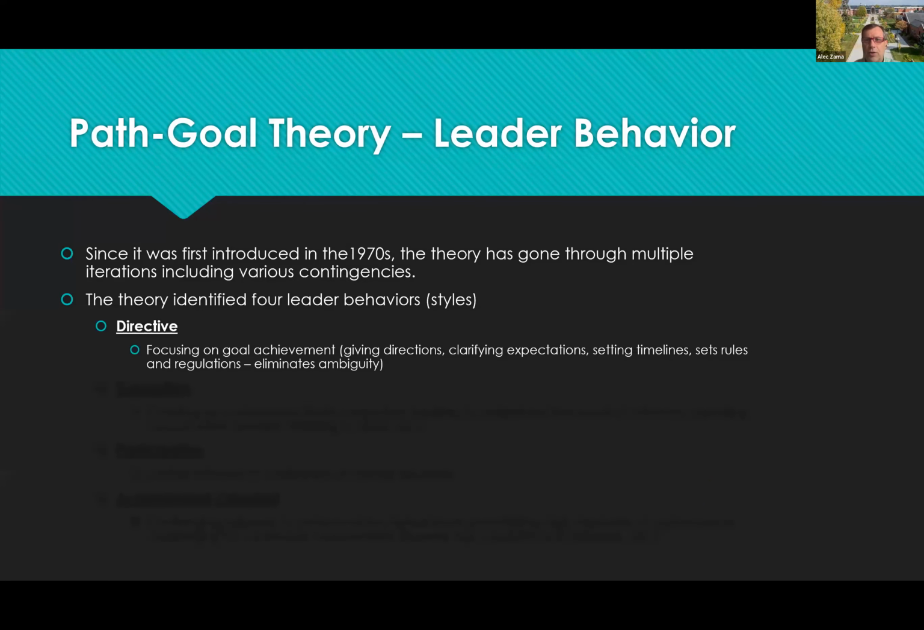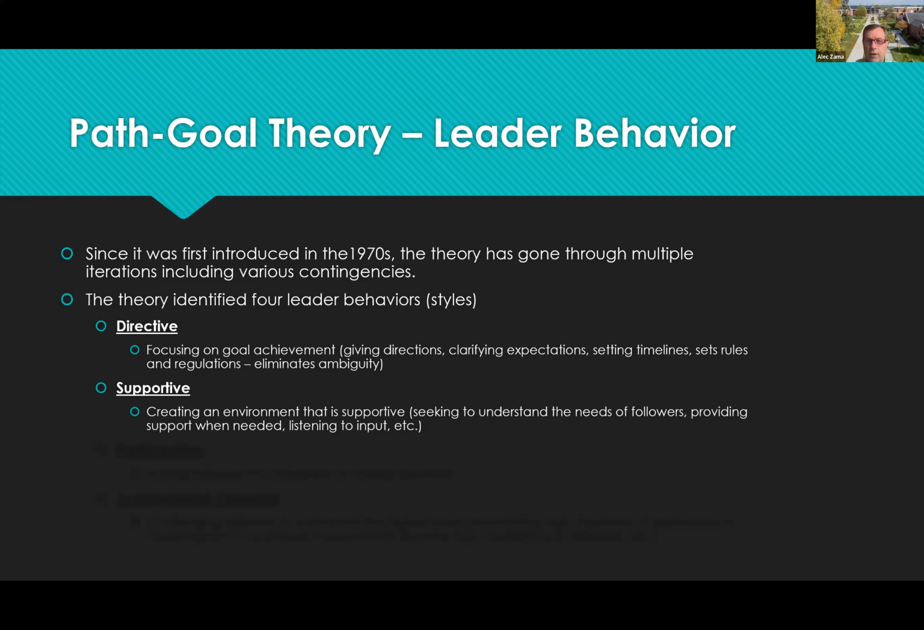When we talk about the directive style, in this style a leader will focus on helping followers achieve goals. So providing them with directions, clarifying expectations, setting timelines, setting rules and regulations. In other words, it is to provide as much structure as possible and eliminate ambiguity. The second one is supportive.